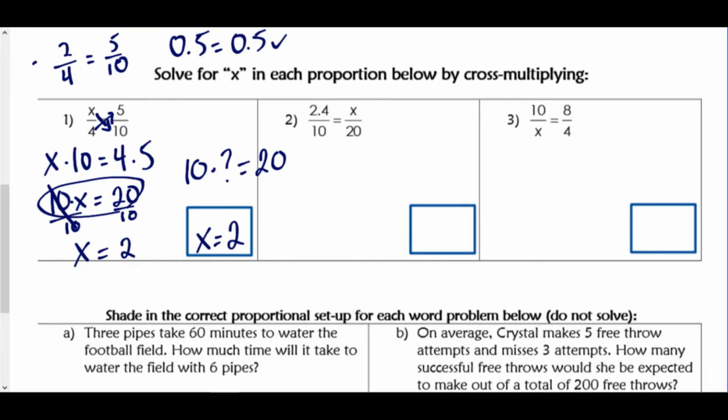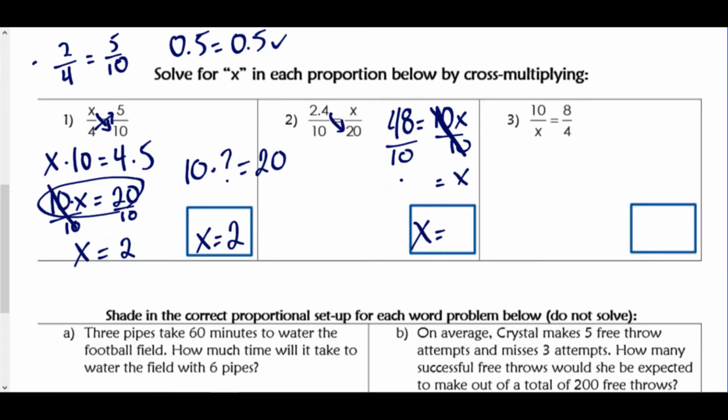I'm going to do that two more times. I'm going to cross multiply 2.4 times 20, that is 48, and 10 times x, that is 10x. It's the exact same step as what I showed over there. I'm going to divide by 10 and divide by 10. So x equals, x is completely by itself on that side.